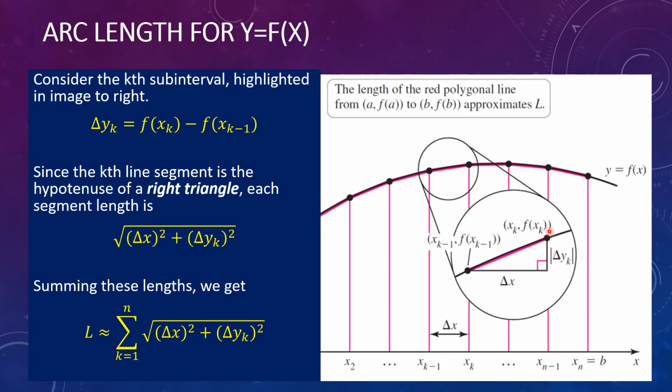And since we can see that the kth line segment is the hypotenuse of a right triangle, as we can see here in this diagram, we know that x squared plus y squared equals the hypotenuse squared. So we can find that hypotenuse length by taking the square root of delta x squared plus delta y sub k squared. If we sum all these lengths, we get the overall length of the arc is equal to the summation of all of those lengths.